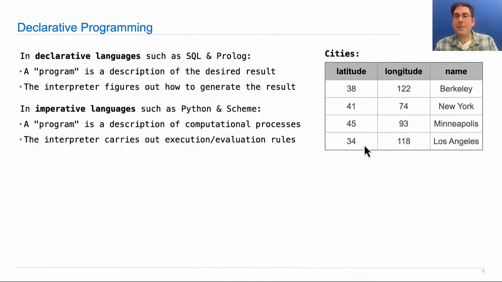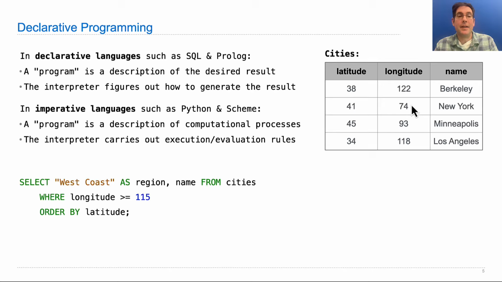Here's another table of cities. This one's a little different than the other one because it's got New York in it. Here is an example of SQL or SQL. This is called a query, and the role of a query is to take an existing table, like the cities table, and build another table, in this case one that has West Coast as one of the values in each row, along with the name of the city.